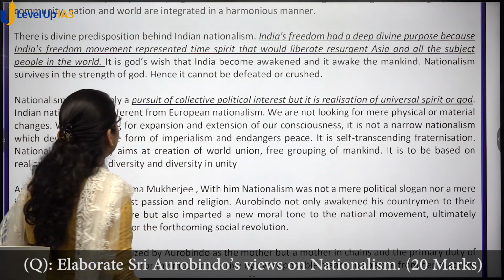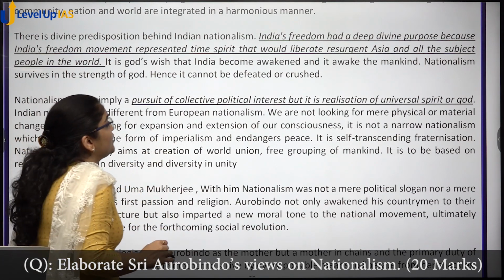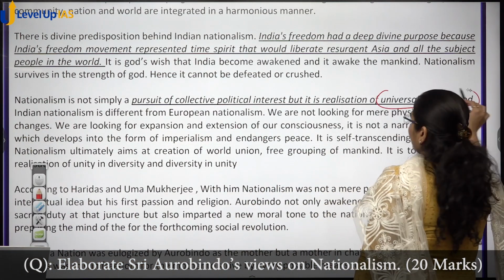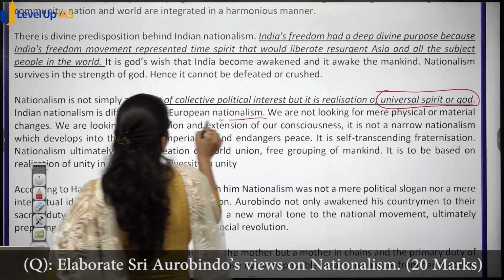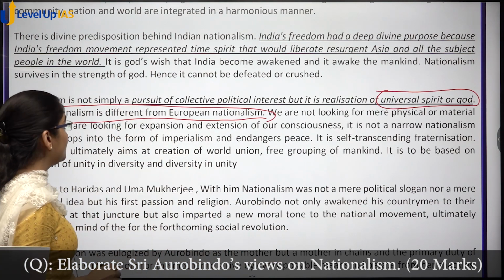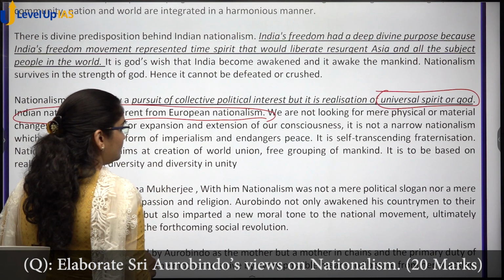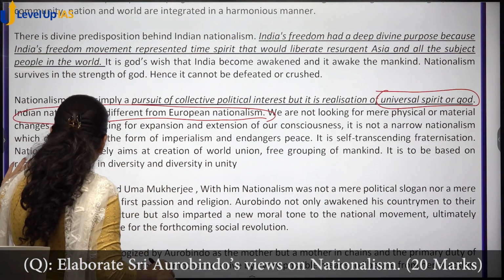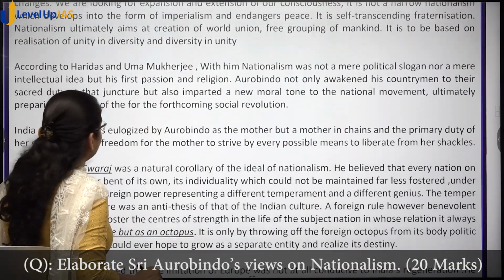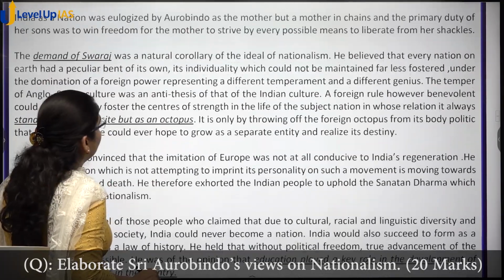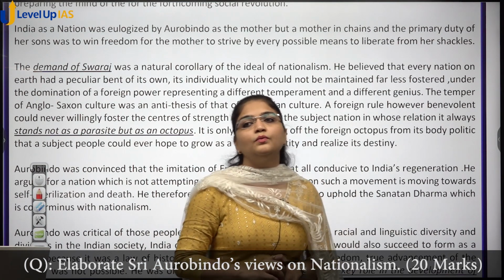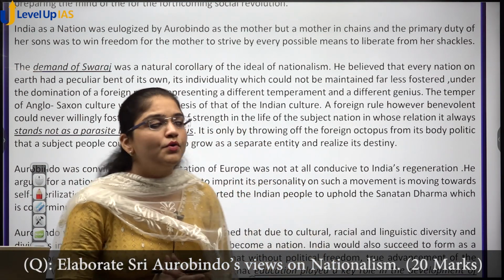So he says, okay, that nationalism is not simply a pursuit of collective political interest. It is also the realization of the universal spirit or God. And how is it different from European nationalism, how the West looks at things? Okay, we don't have a narrow nationalism in that sense. So he looks at it more as religion and other things.